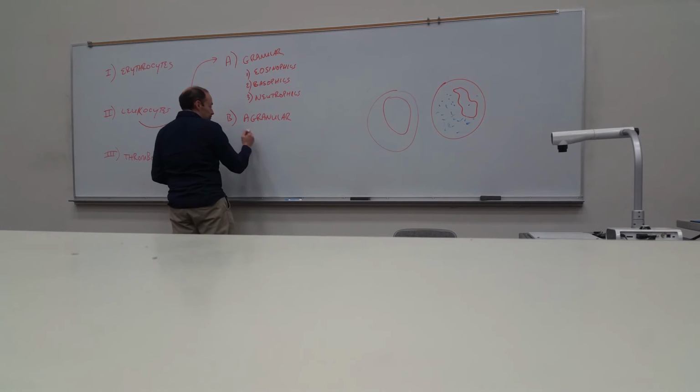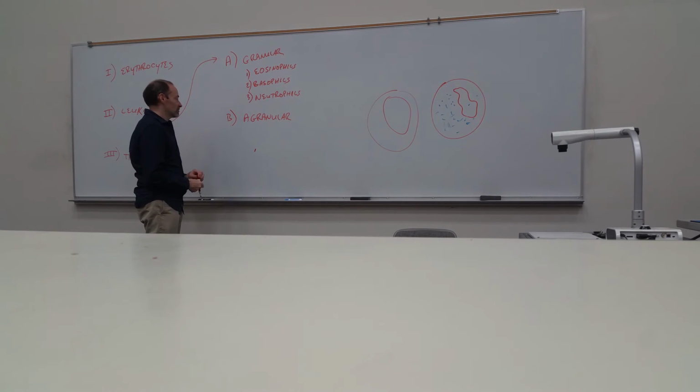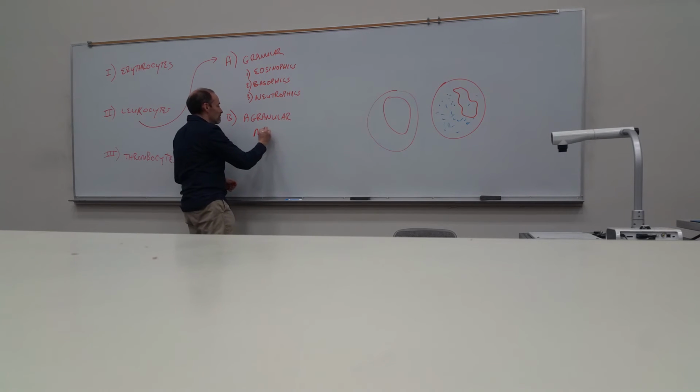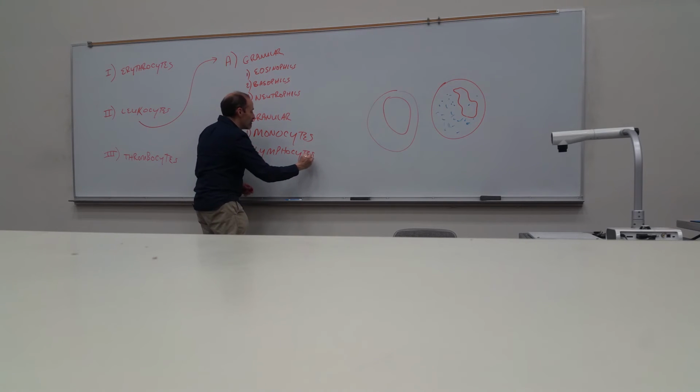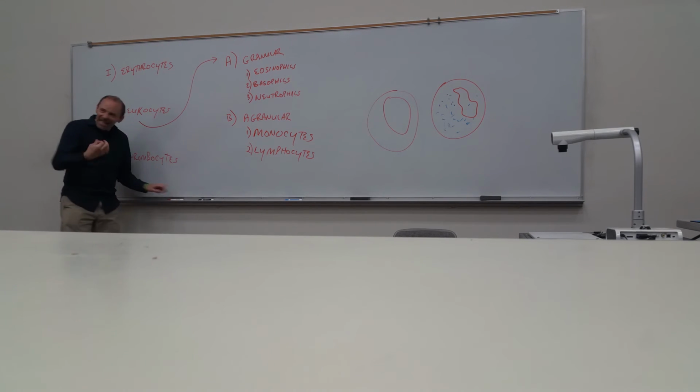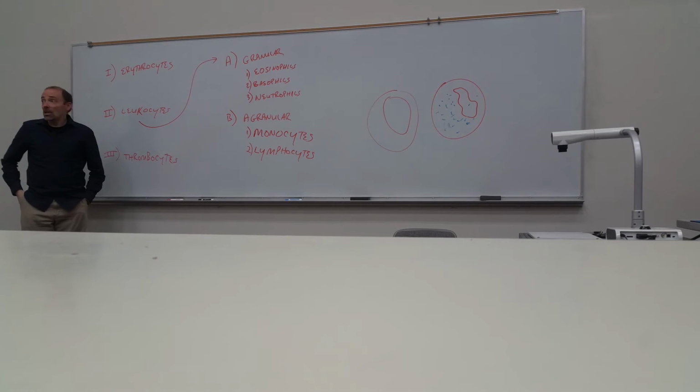These would include monocytes and lymphocytes. You look at these under the microscope, the cytoplasm is not green, hence they are agranular. The nucleus tends to be really big in these cells. That's another way you can recognize them. You'll see that next week under the microscope.